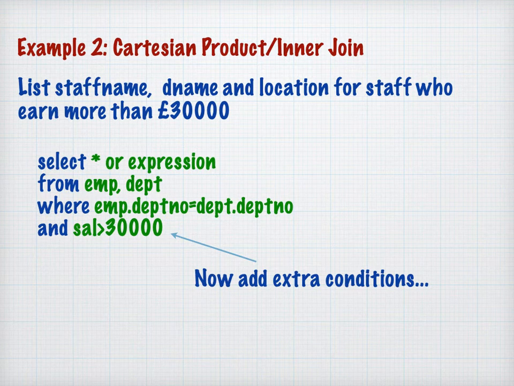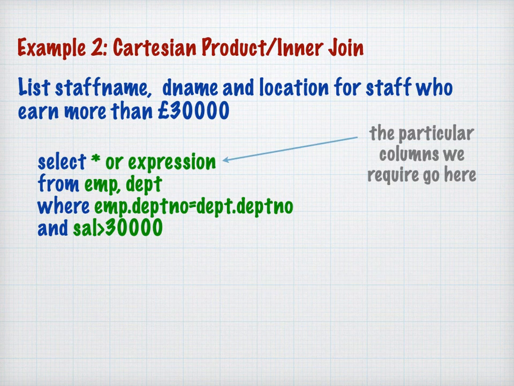And of course, there's one more thing to do, because if you look at the question, it says show staff name, department name, and location. Now, in the previous examples, we just used a star next to the select. But what we really want to do is we want to show particular columns. So we put the particular columns up on the top line. And that is the completed SQL expression for this.